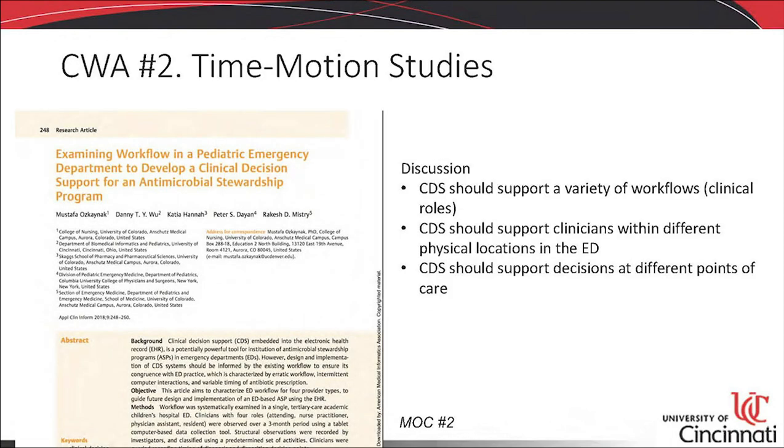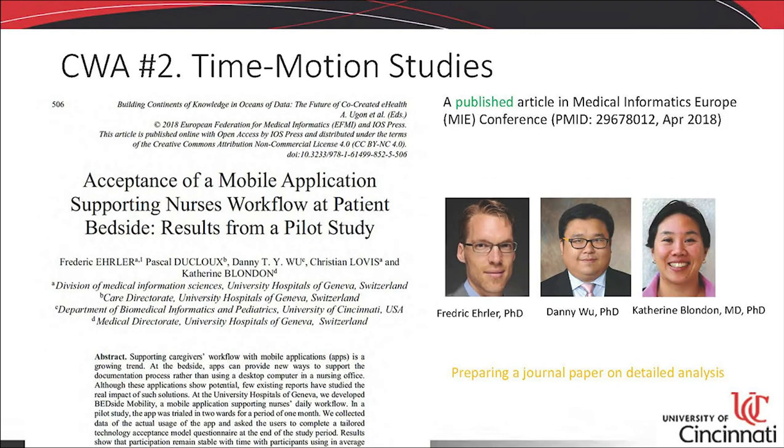So these are good contextual information to make some decisions. In a very abstract sense, basically you need to consider, in that particular setting, the clinical roles, the location of the decision, and also the different points of care. It may not be that surprising, but that's based on our understanding and the work in the field. And then Mustafa and his team are developing that clinical decision support tool in that particular environment.